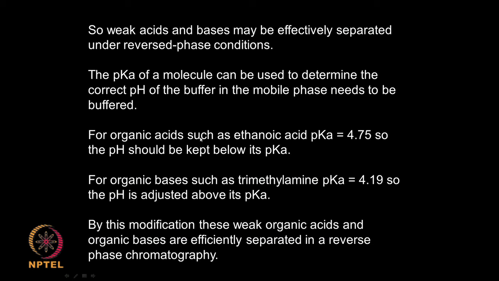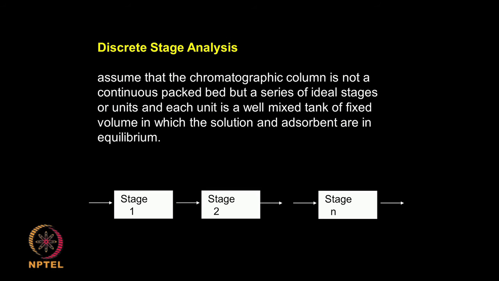So, for organic acids such as ethanoic acid, pK is 4.75. So, the pH should be kept below its pK. For organic bases such as trimethylamine, pK is 4.19. So, the pH is adjusted to above this. So, by this modification, weak organic acids and weak organic bases can be suppressed. I mean, the dissociation can be suppressed, thereby we can achieve good separation using hydrophobic interaction or reverse phase chromatography. Okay, now we looked at quite a lot of theory.